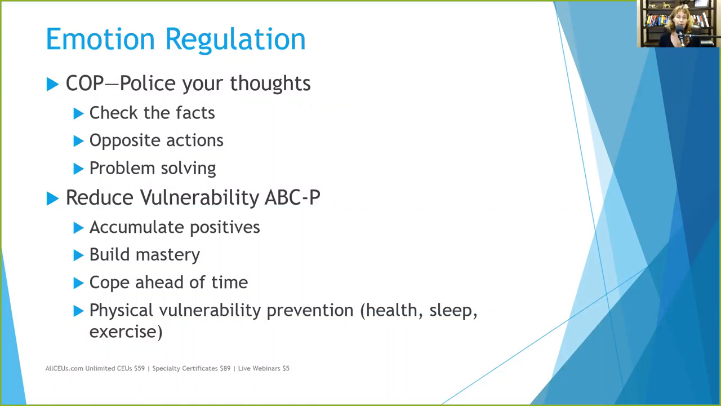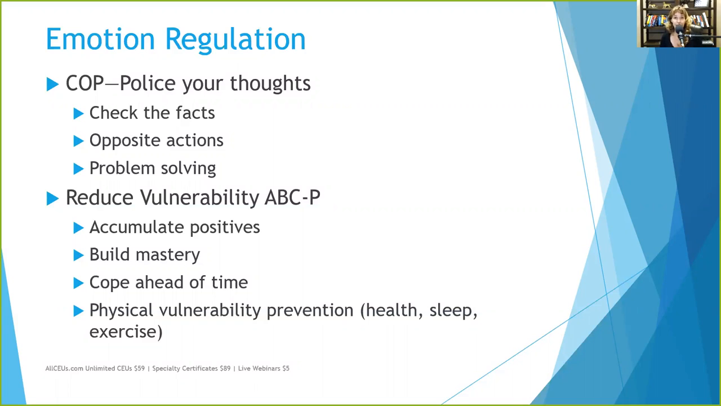Reduce vulnerability through the ABCP. Accumulate the positives. Remember, vulnerabilities are those situations that happen leading up to whatever the distress is. Those are the things that make you more likely to be irritable, overwhelmed, angry, depressed, to get sad over anything instead of not. So we want to eliminate those vulnerabilities or reduce them as much as possible. So we're going to accumulate positives, gratitude journals, pictures. Everybody has things in their life that they care about. Have those on your phone in little picture galleries. Have them as your screensavers. Have reminders around about why you get up in the morning.